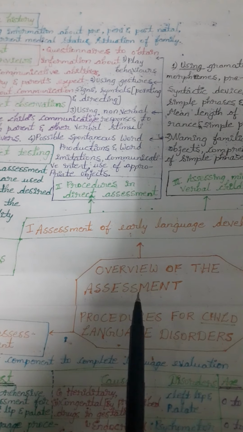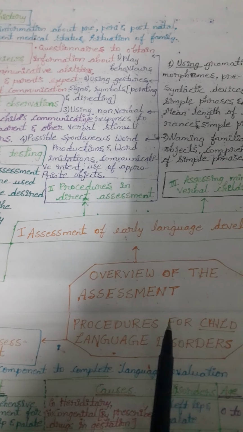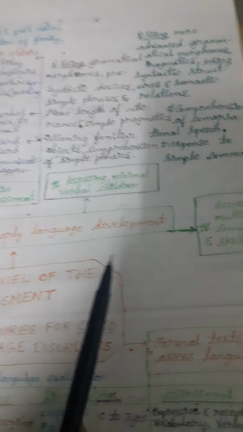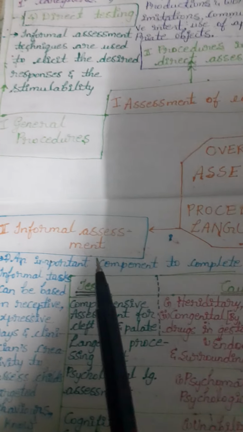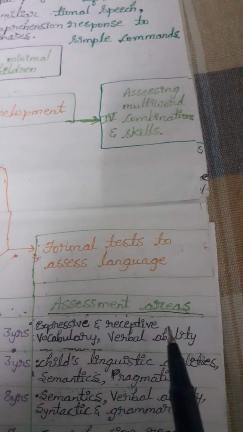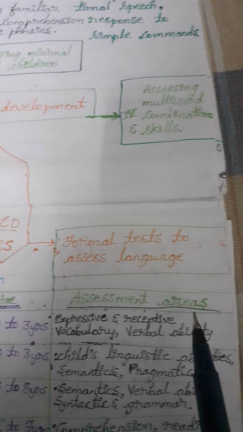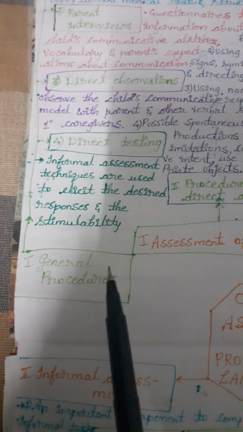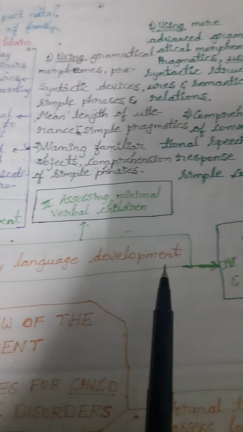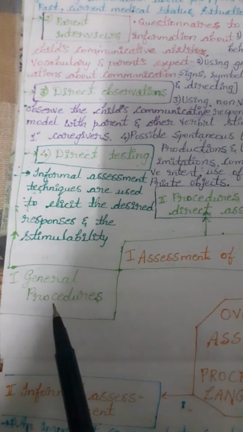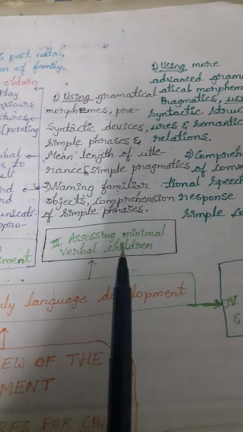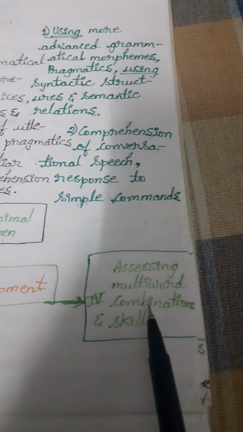Overview of assessment procedures for child language disorders includes three factors: the assessment of early language development, informal assessment, and formal tests to assess language. Four points are under assessment of early language development: the general procedures, procedures in direct assessment, assessing minimal verbal children, and assessing multi-word combination skills.